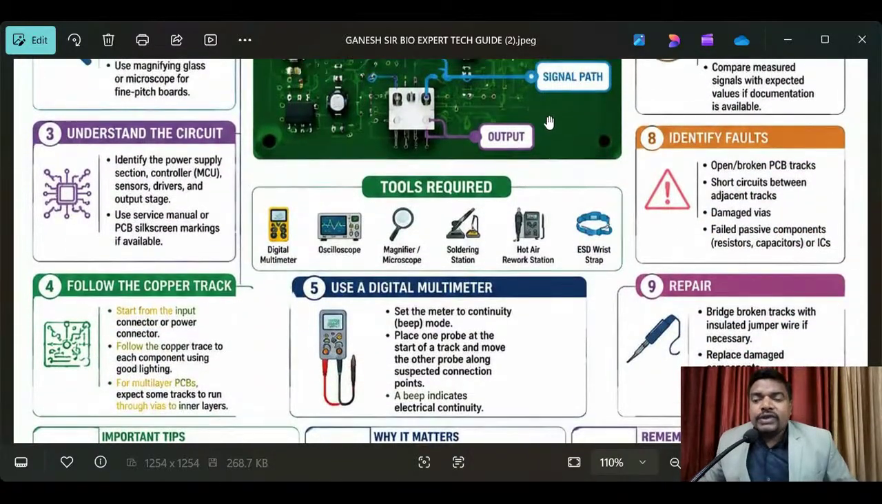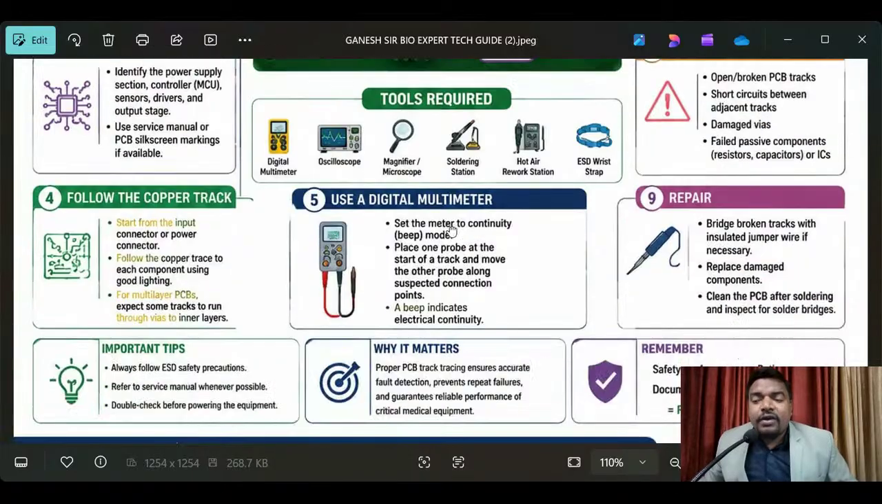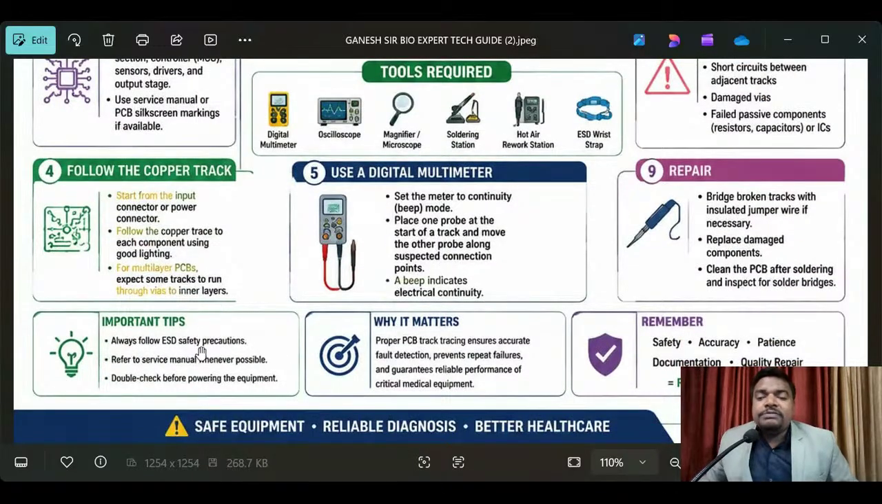Total 9 points. Okay, based on this, we have the next slide. And next, see here, important tips: always follow ESD safety procedures and precautions, refer to the service manual whenever possible, and double check before powering an equipment. Okay, next, see here, why it matters.